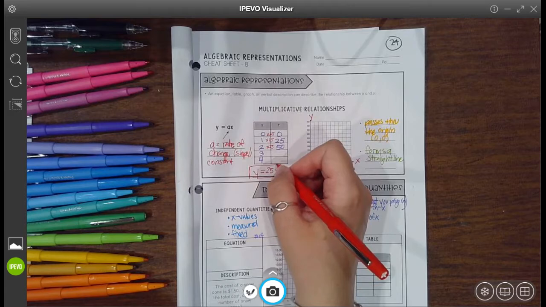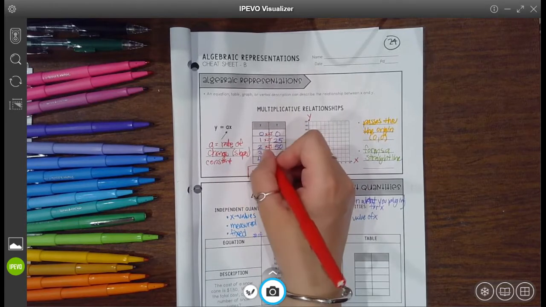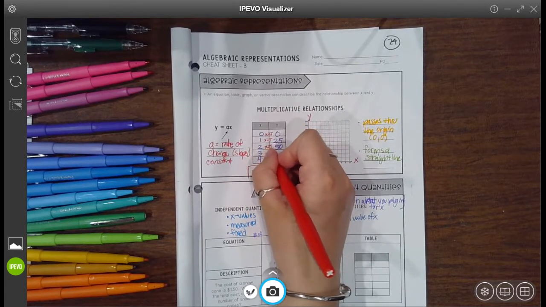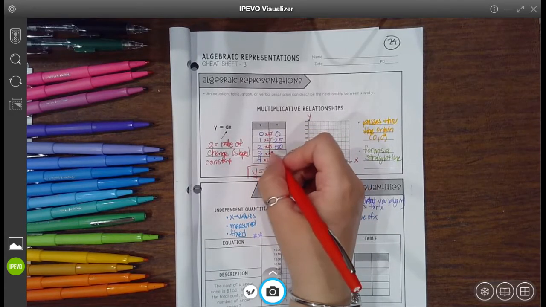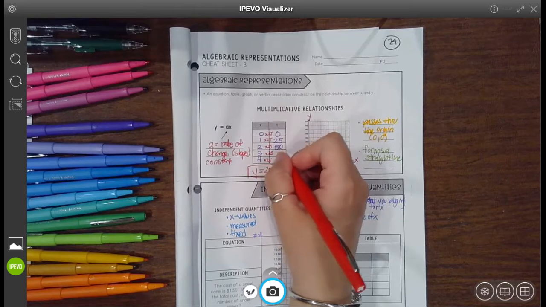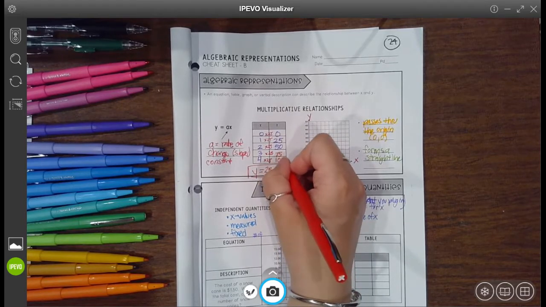So to complete it, we'd follow at a constant rate of change. I'd continue multiplying the x by 25 to then get my corresponding y. So 3 times 25 would be 75, and 4 times 25 would be 100.